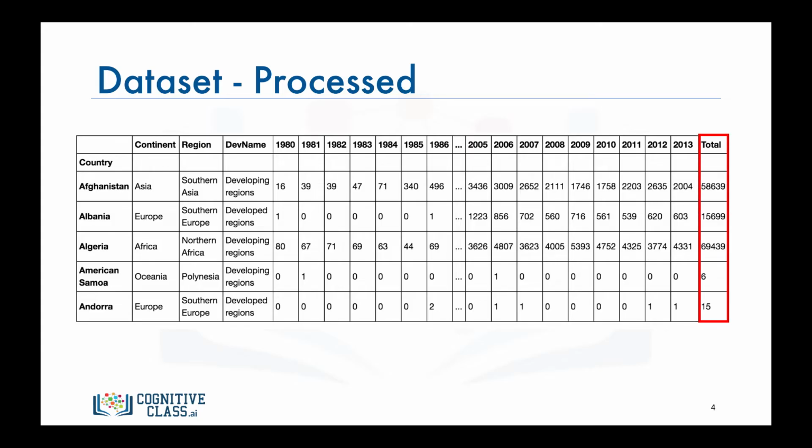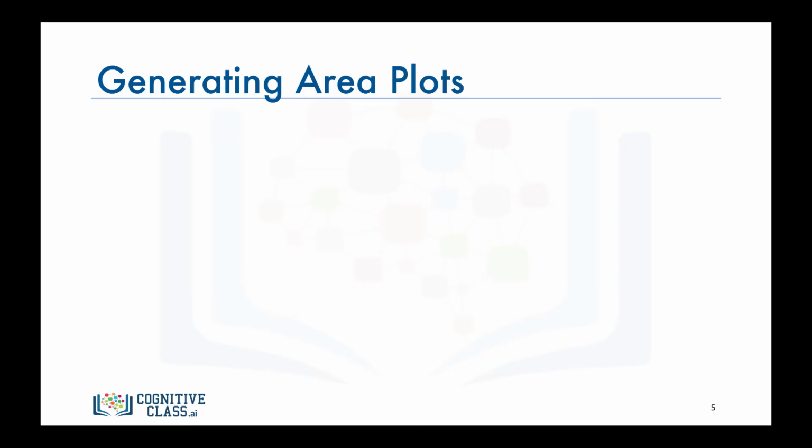Also, let's add an extra column which represents the cumulative sum of annual immigration from each country from 1980 to 2013. So for Afghanistan, it is 58,639 total, and for Albania, it is 15,699, and so on. And let's name our data frame df_Canada. So now that we know how our data is stored in the data frame df_Canada, let's try to generate area plots for the countries with the highest number of immigration to Canada.